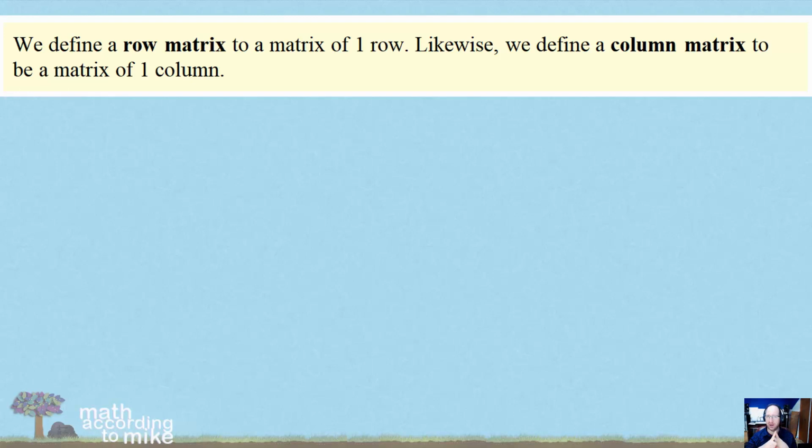So in 6.4 we talked about adding and subtracting and multiplying by numbers called scalars. In 6.5 we talk about multiplying matrices. Before we get to that big topic, we have to think on the small scale. What does it mean to multiply a row and a column? First off, as it says there on the screen, we define a row matrix to be a matrix of one row. Likewise, a column matrix to be a matrix of one column.